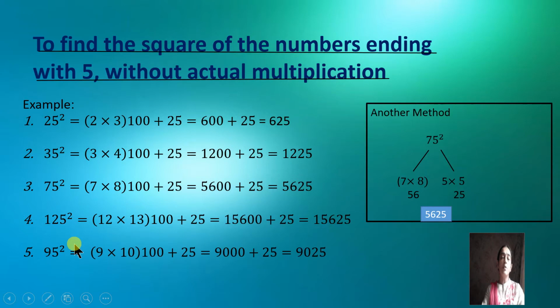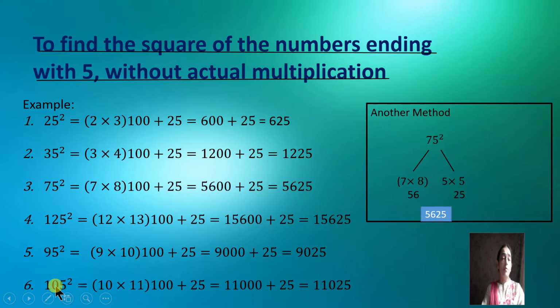One more example we take. 95 square. 95 square, the number which comes after 9 is 10. So 9 into 10 into 100. So 90 into 100 is 9,000 plus 25. So that is equal to 9025.